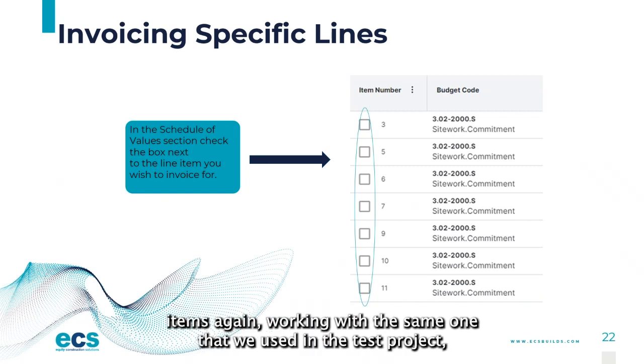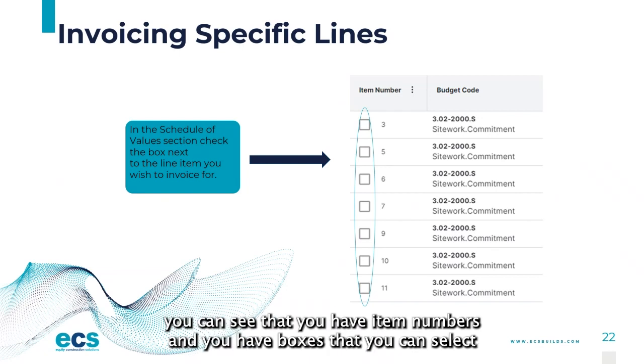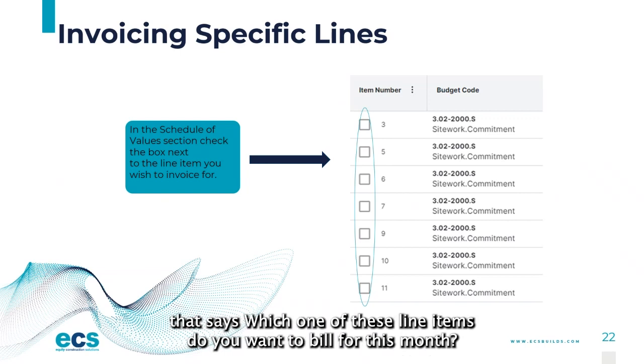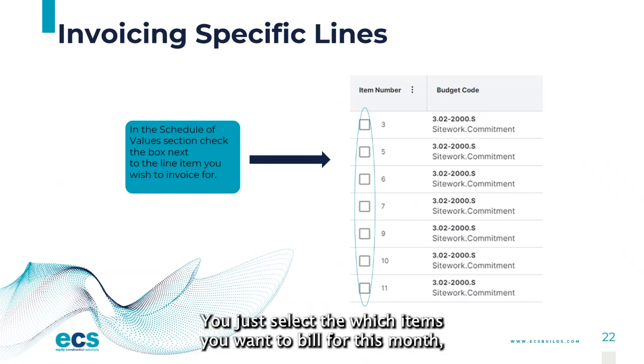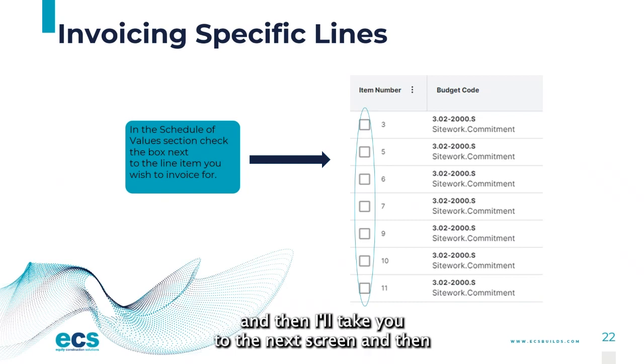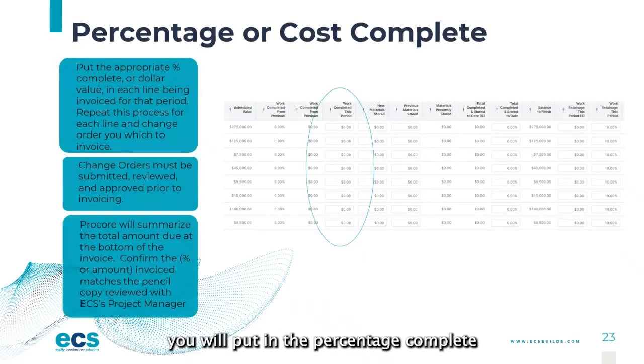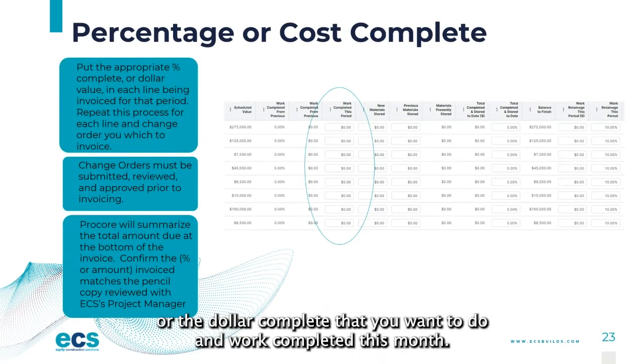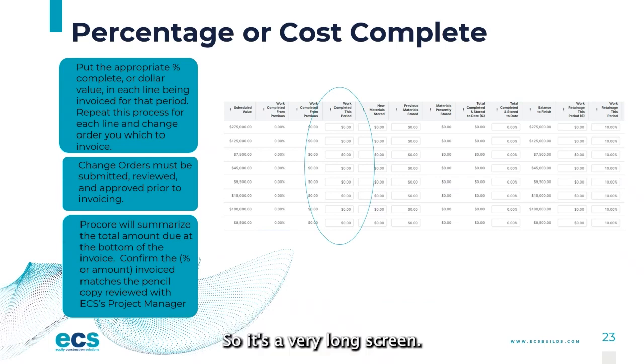Again, working with the same one that we used in the test project, you can see that you have item numbers and you have boxes that you can select that say which one of these line items do you want to bill for this month. You just select which items you want to bill for this month, and then I'll take you to the next screen, and then you will put in the percentage complete or the dollar complete that you want to do and work completed this month. So it's a very long screen.